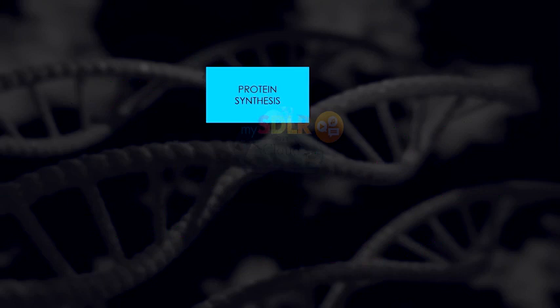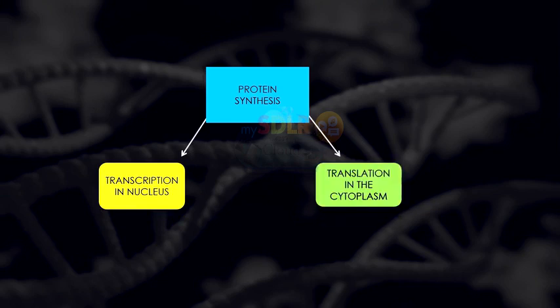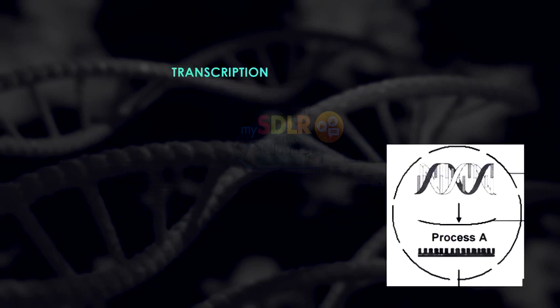To understand protein synthesis, we need to break the process up into two stages. The first part is transcription, and it takes place in the nucleus, the second part being translation, which takes place in the cytoplasm. Firstly, transcription. During this process, the DNA, which was a double helix, unwinds. Very similar to that in replication, and then it unzips.